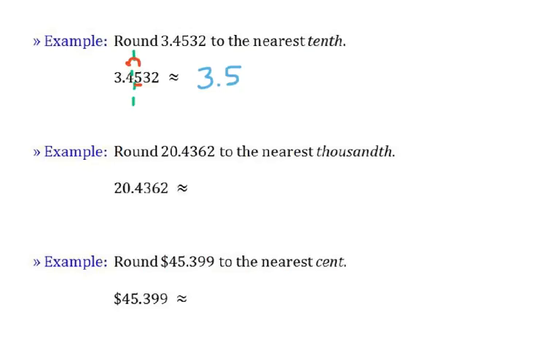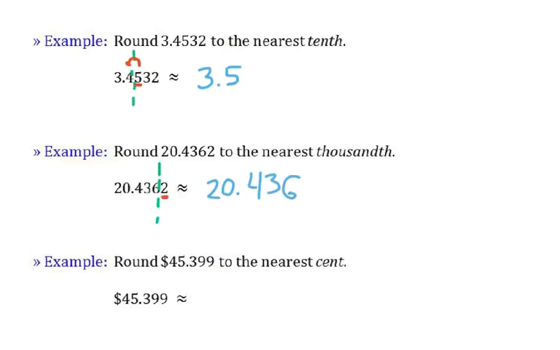Second example, round 20.4362 to the nearest thousandth. So thousandths place in this case looks like our digit is 6, so I'll be cutting off everything behind that. Looking again directly behind the thousandths place at the 10,000ths place, we have a 2. And here 2 is less than 5. So our number in rounded form does not have to bump up. It will just stay as 20.436. This is rounded to the nearest thousandth.